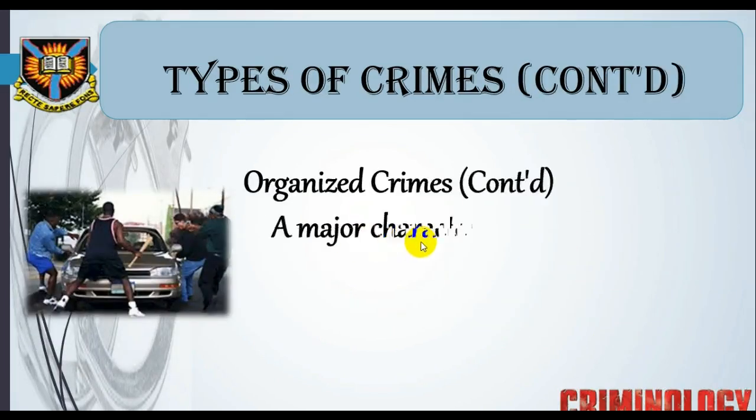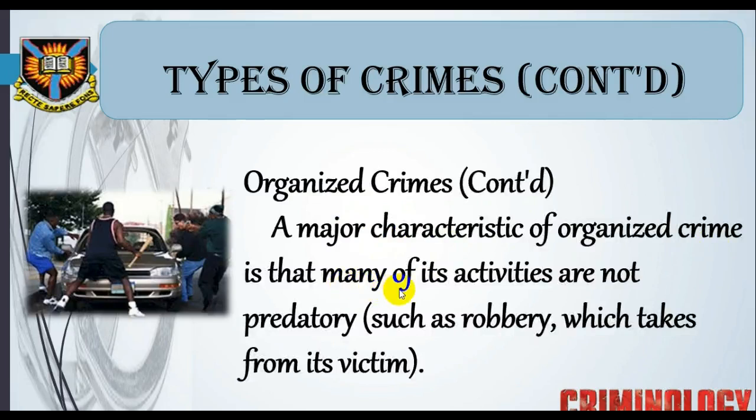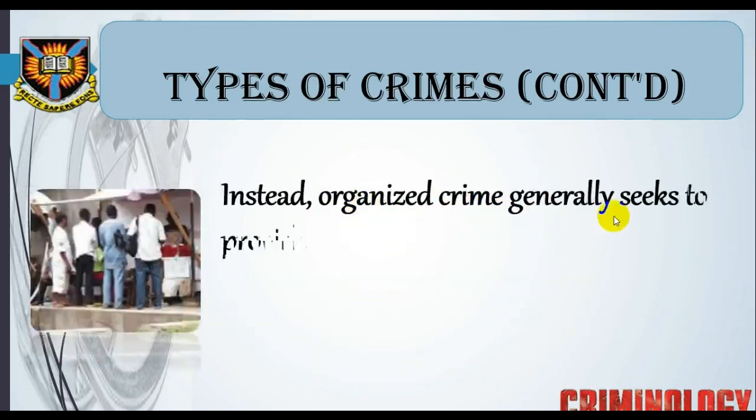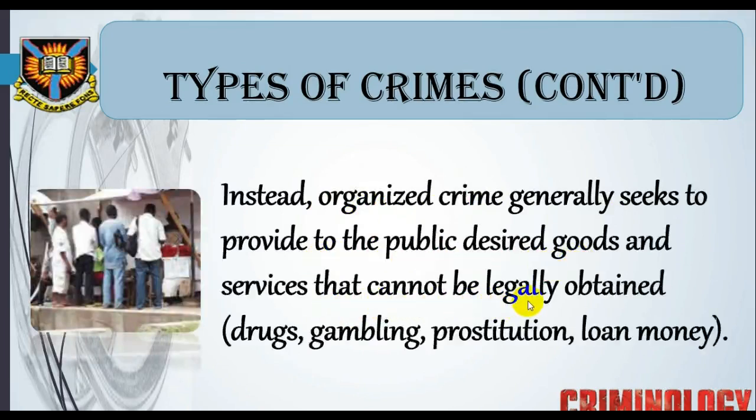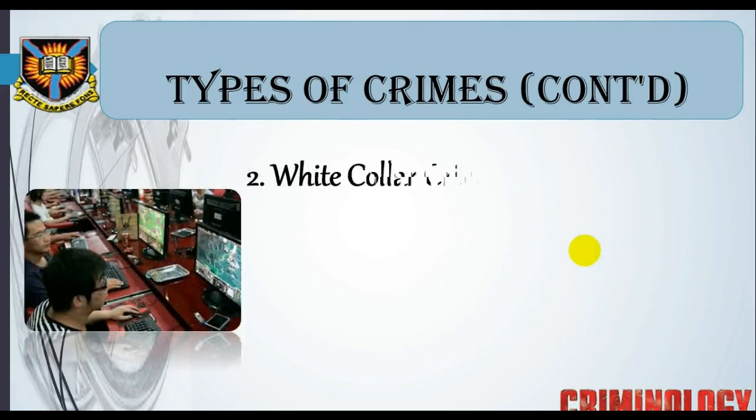A major characteristic of organized crime is that many of its activities are not predatory, such as robbery, which takes from its victim. Instead, organized crime generally seeks to provide to the public desired goods and services that cannot be legally obtained: drugs, gambling, prostitution, loaned money. For its success, organized crime relies on public demand for such illegal services.